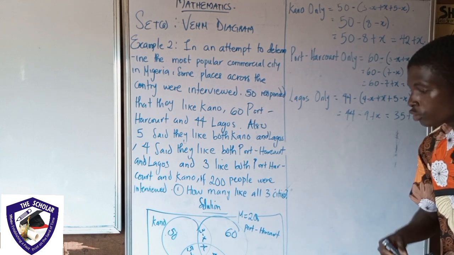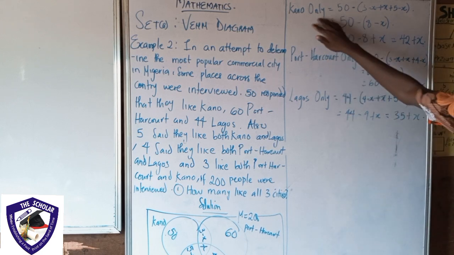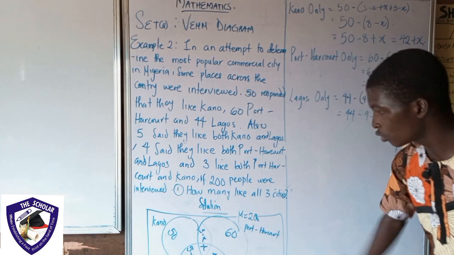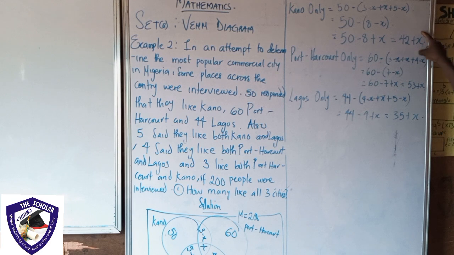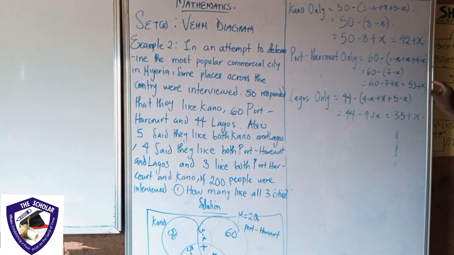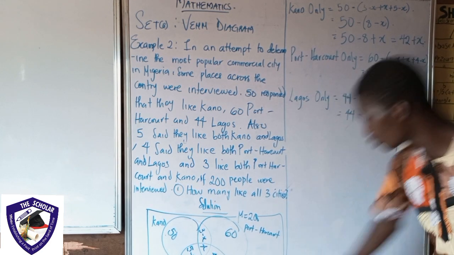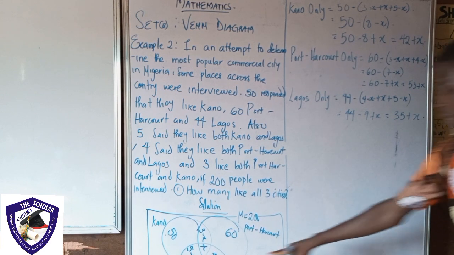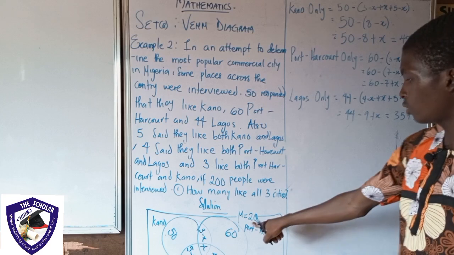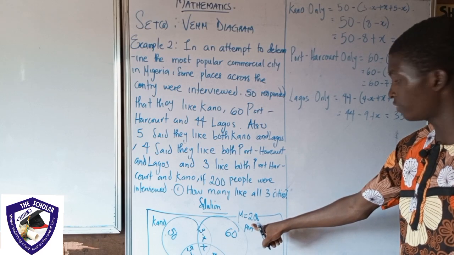Now the next thing we are going to do is to add all these values together. So here for Kano only, we have 42 plus x. For Port Harcourt only, we have 53 plus x. For Lagos only, we have 35 plus x. So we add the values together to find our x. So then we equate it to what? To the universal set, which is 200.